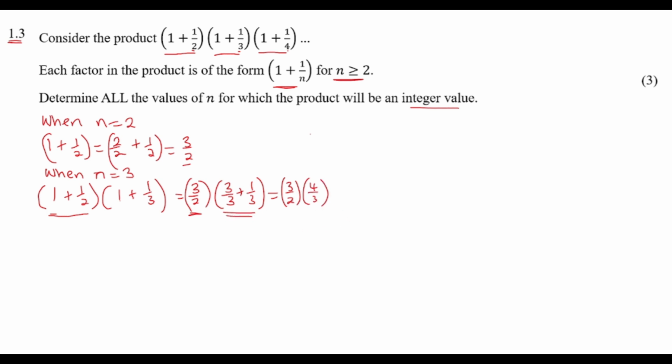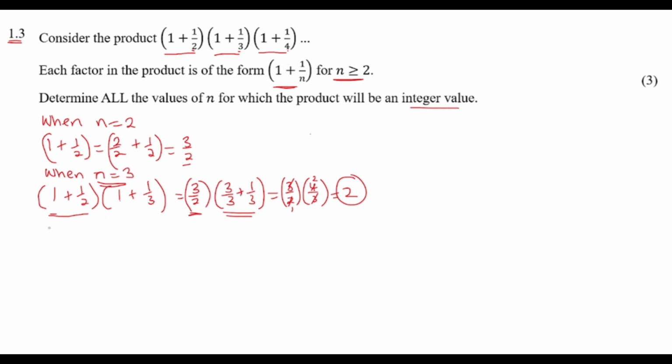And then let's multiply these two. What do we get? 3 divided by 3 is 1. Remember, you can cancel across multiplication. And then 2 into 2, 1, 2 into 4, 2. So it means here we have 2. All right. So it means when n is equal to 3, the product is an integer.